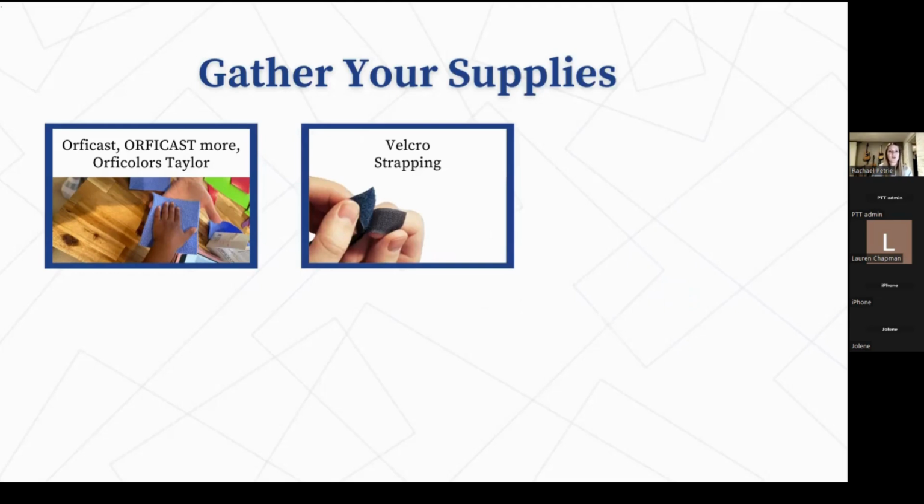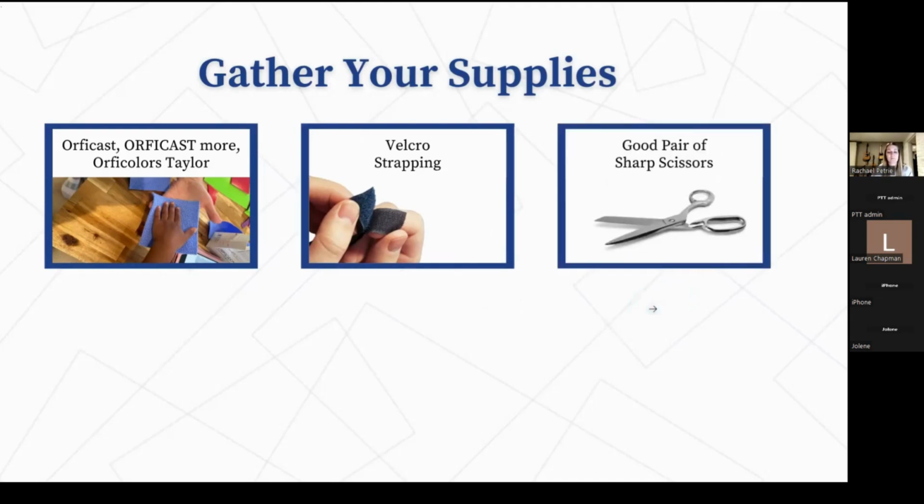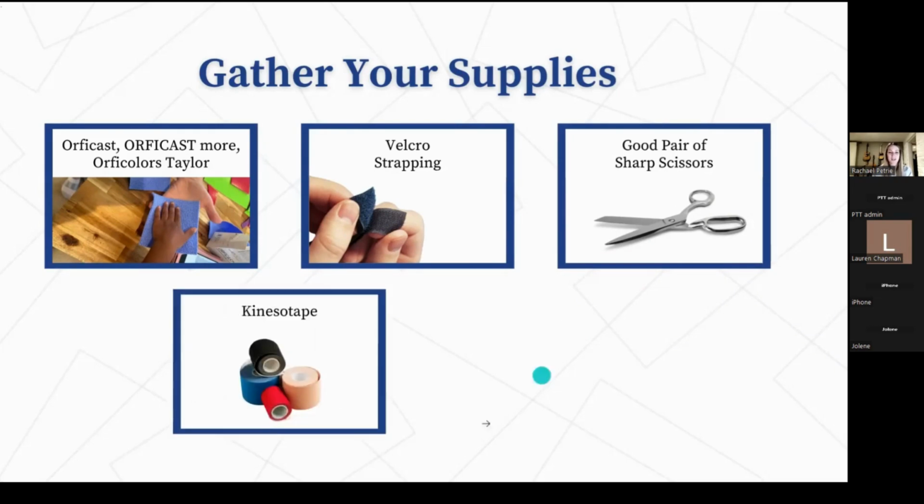You'll need Velcro and strapping, obviously, to keep the splint secure in place. A good pair of sharp scissors. Everybody always makes fun of me, but you really have to protect your scissors and make sure that they stay clean and in good repair, because it will really save you a lot of time and energy if you have a good pair of scissors. Don't let them rust. If you get them wet, dry them back off.